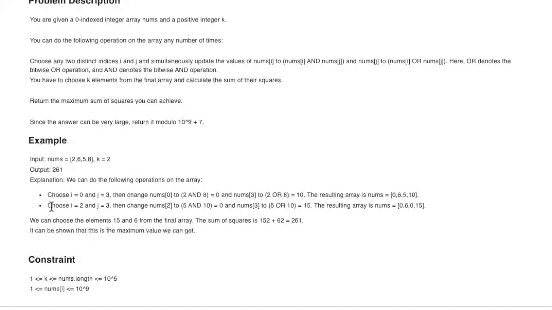And then for the second operation we can choose 2 and 3, and after doing this operation the resulting array is 0, 6, 0, 15, and then we can just choose 15 and 6 from the final array. Because k is equal to 2, we just pick two of them. The sum is 15 squared plus 6 squared, which is 261. So that's why we have this answer.